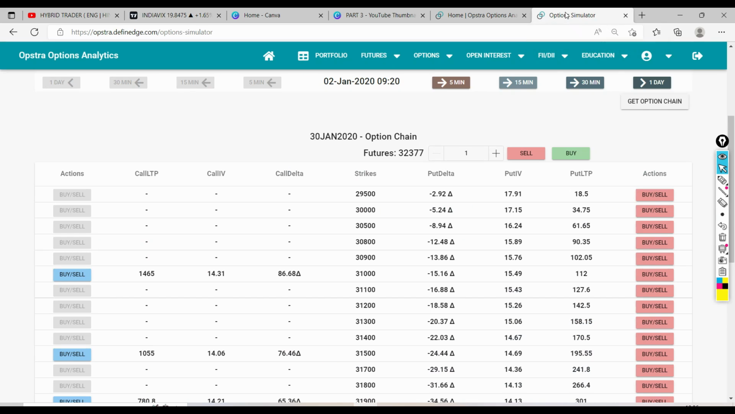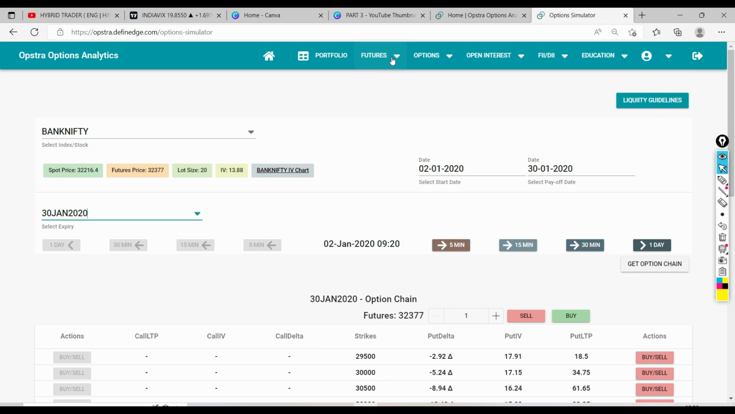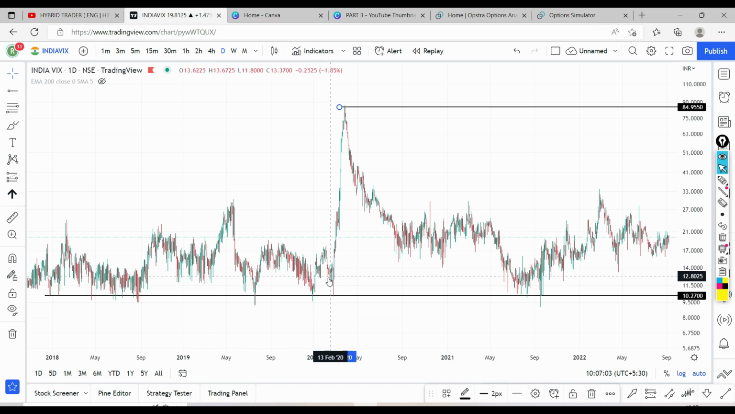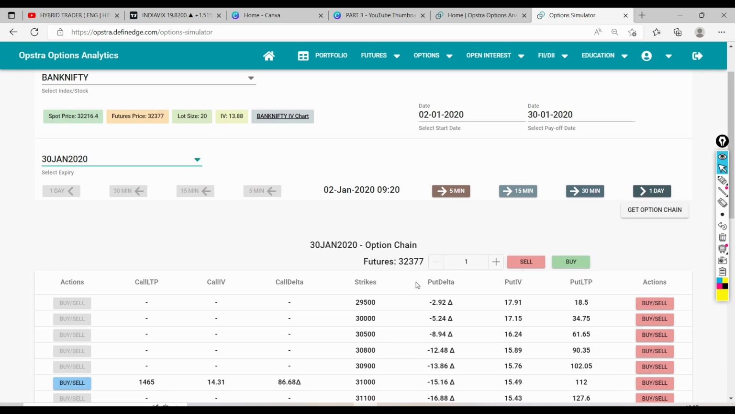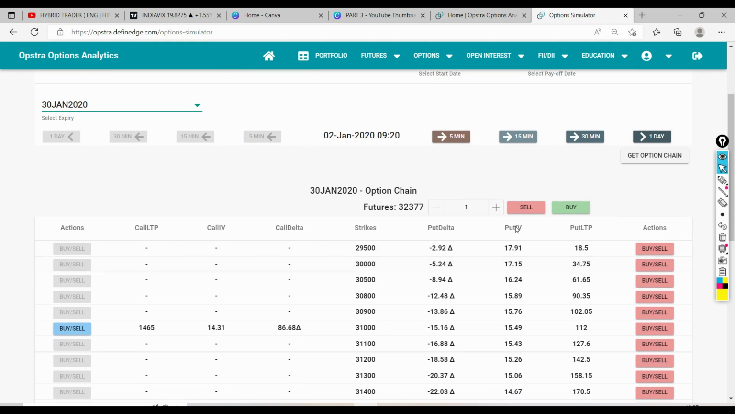So what I'll do, I'll take it to the Opstra. I have this simulation. I'm just trying to show you the IV during this period, so that you get more clarity. The IV of 2nd Jan, and this is 30th of Jan 2020. The market was standing somewhere at 32,377. Check the put IVs: 17, 17, 16, 15.